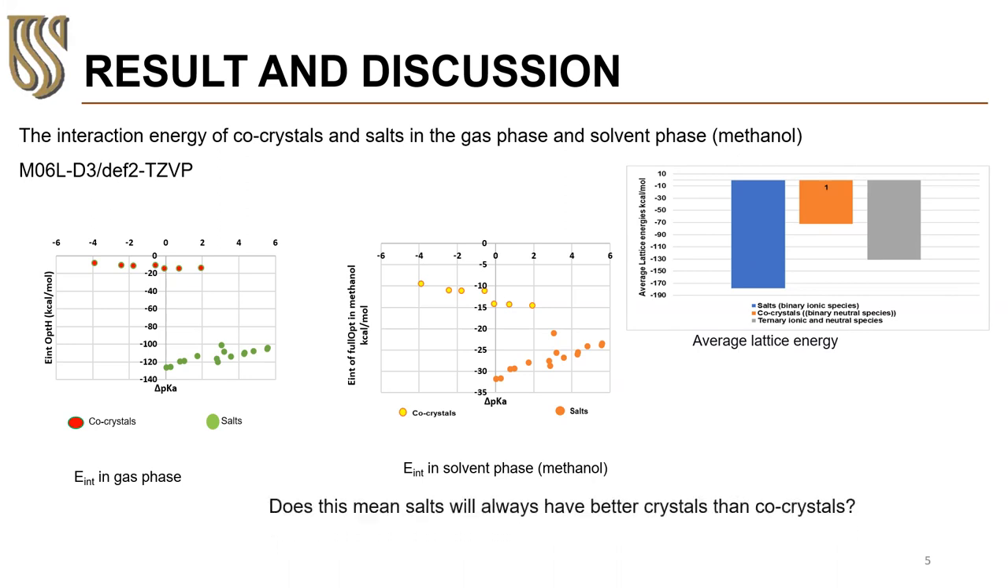Now, does this mean salts will always have better crystals than co-crystals? In order to answer this question, we use mosaicity and R-int obtained from crystallography data. Mosaicity is an indication of crystal quality. The lower the mosaicity, the fewer the defects, and the better the quality of crystals. The opposite is true for high mosaicity. R-int is a measure of good quality crystallography data. The lower the R-int, the better the data.